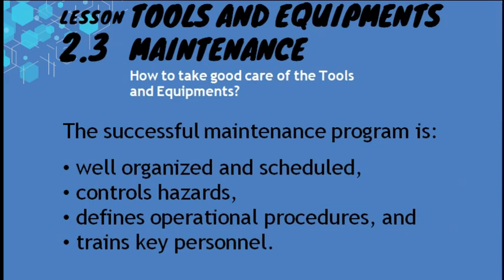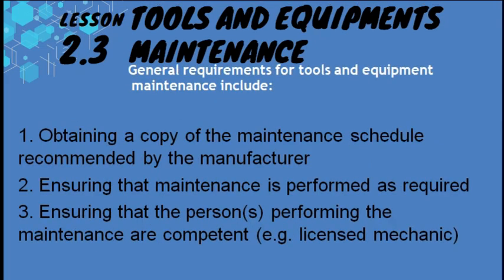A successful maintenance program is well organized and scheduled, controls hazards, defines operational procedures, and trains key personnel. General requirements for tools and equipment maintenance include: 1. Obtaining a copy of the maintenance schedule recommended by the manufacturer. 2. Ensuring that maintenance is performed as required.